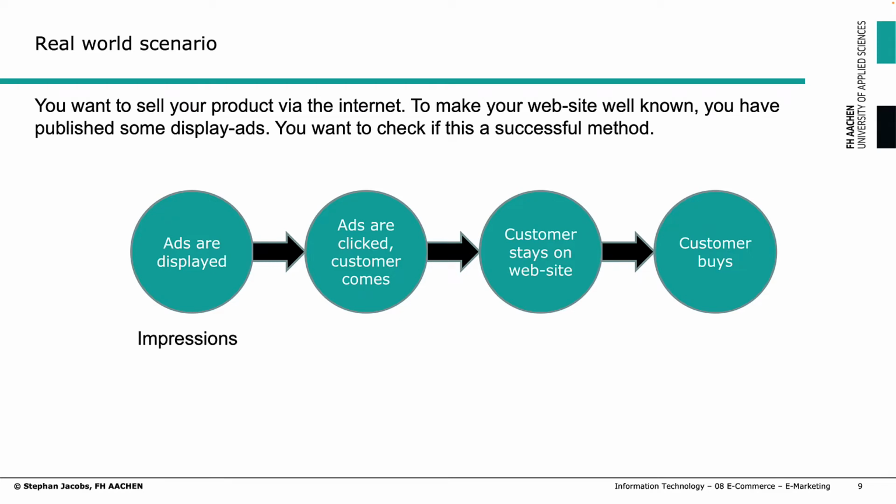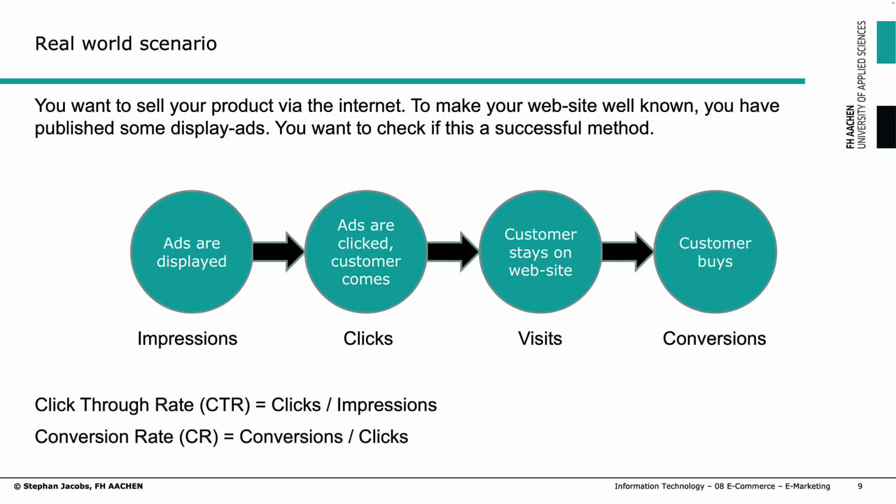So here again we have the impressions. Every time an ad is played, for example on Spiegel.online or on gmx.de, that's an impression. Whenever somebody clicks on this impression, that's a click. If they stay longer on a website, it becomes a visit, and finally we have a conversion. And now again we have these two key figures, namely the click-through rate, clicks divided by impressions, and the conversion rate, so the conversions per clicks.